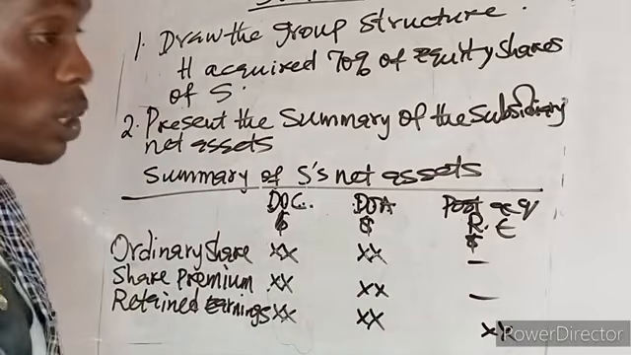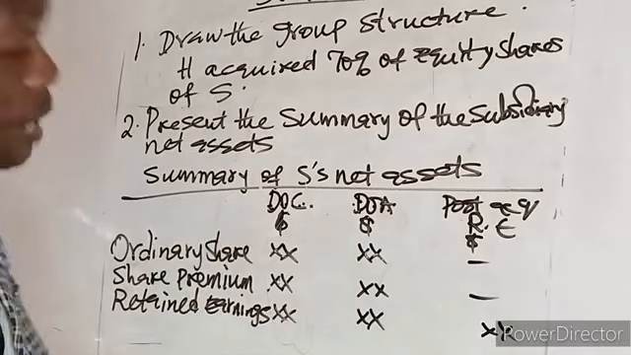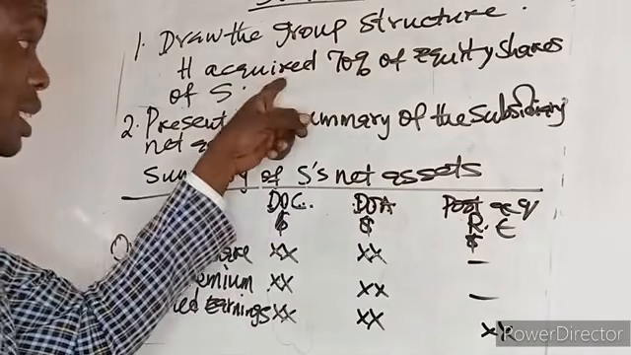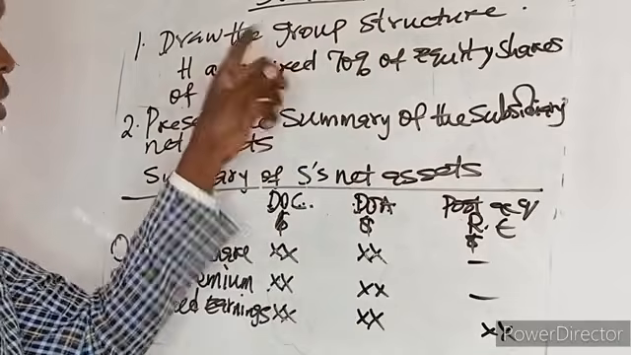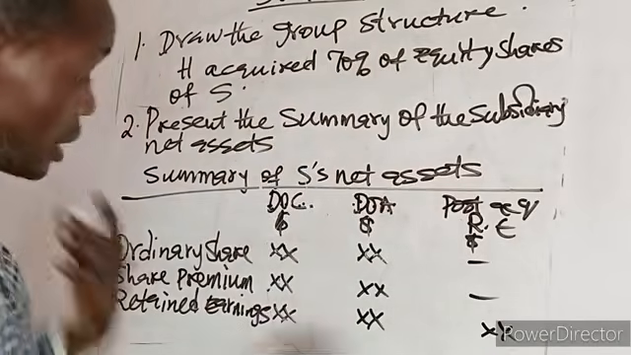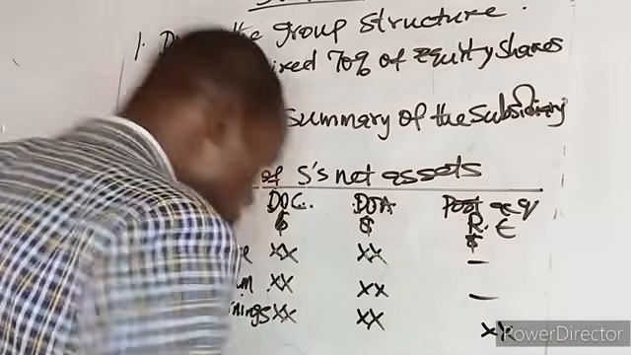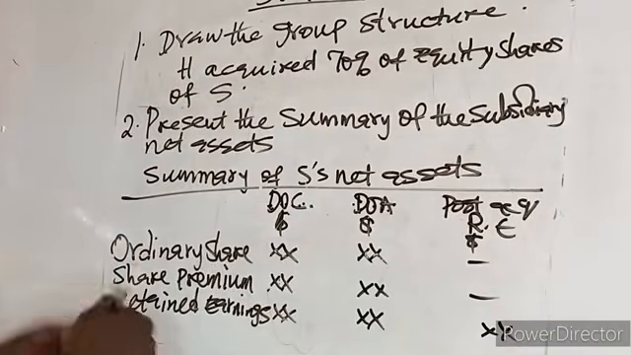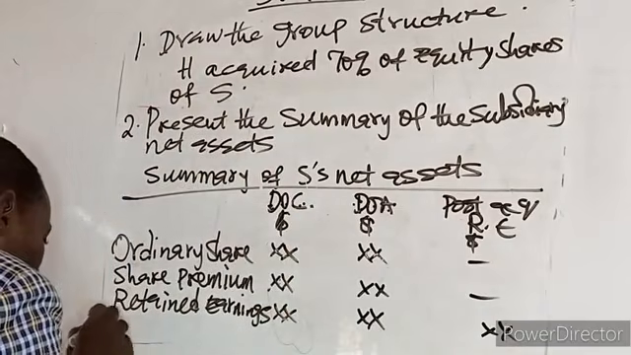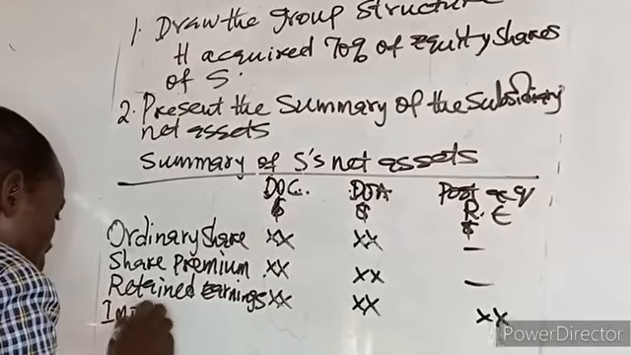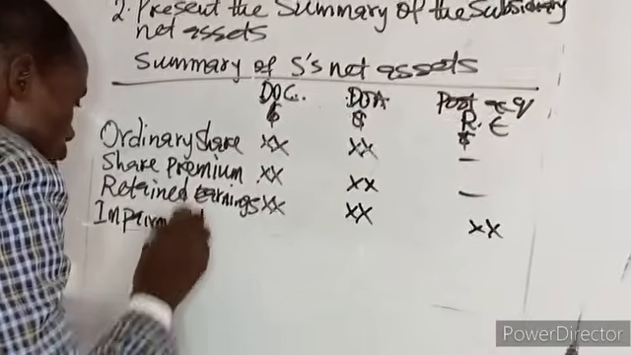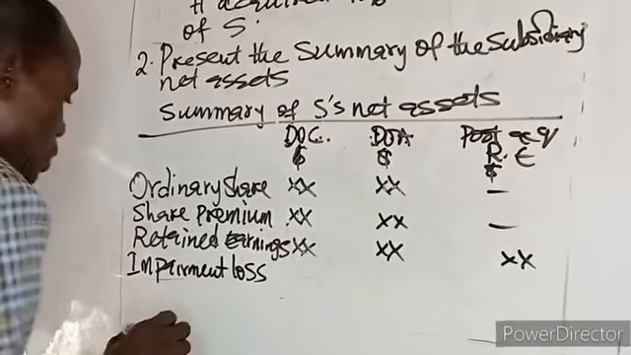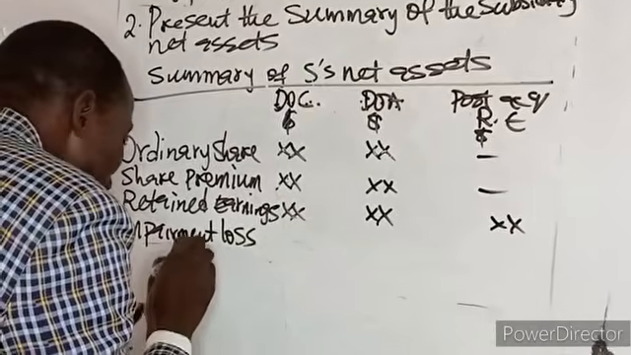It's the same as if you apply the percentage, you share between parent and NCI, you adjust it in retained earnings of parent, you adjust it in NCI, so it's still the same. But I will just be putting that here so that you will not be bothering yourself with that again. So we have impairment loss. I've told you that we only have impairment loss here in the summary of subsidiary net assets where the policy is fair value.